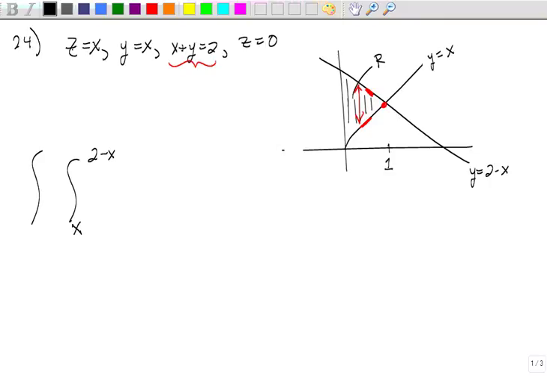And here the function is z equals x, so we're just integrating x dy, and then we're going to go from 0 to 1 because they intersect at 1, dx. So that's easy to integrate. That's really easy. I'm going to leave that up to you. Just set that up.